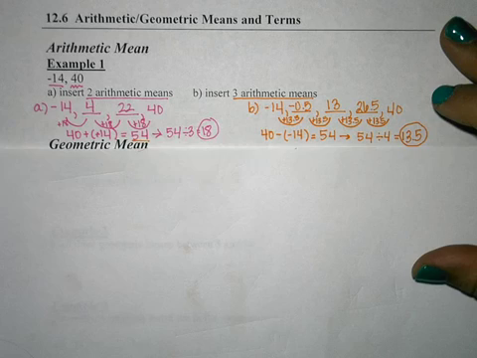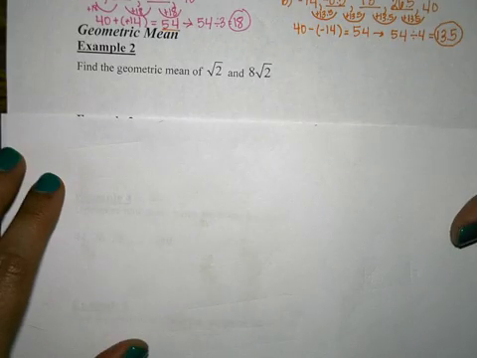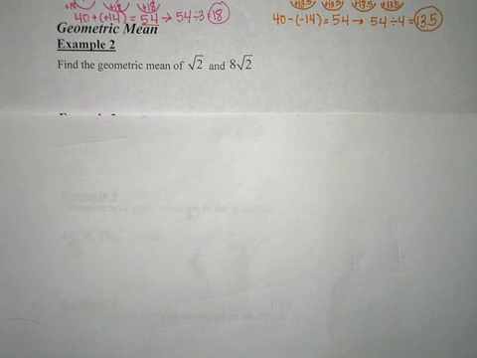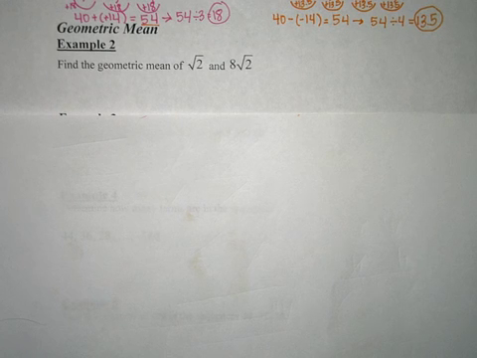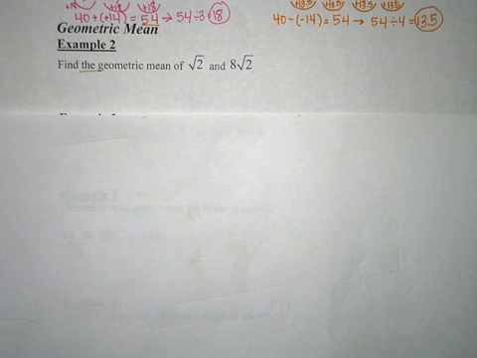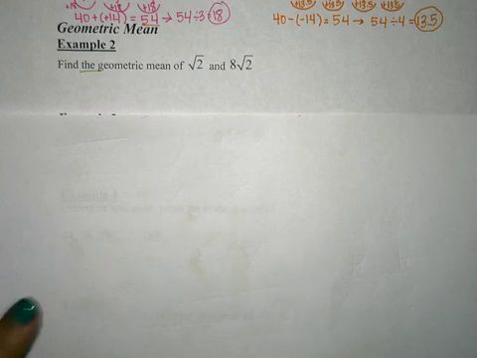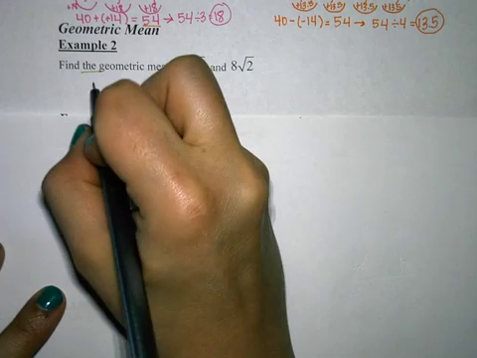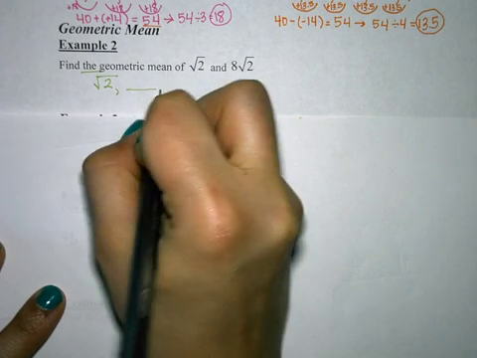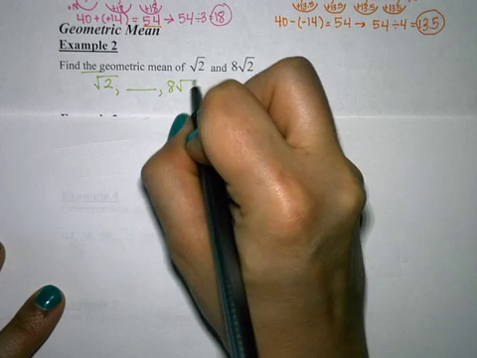So let's do the same idea here, but let's talk about a geometric mean. So a geometric mean is the exact same thing, except we're trying to find R, the number that we multiply by each time. So when I ask for just the geometric mean, the mean singular, one. So we're just inserting one term in between. So root 2 is my first term. We're just putting one mean in between, so we only have one blank that we're going to fill in. And 8 root 2 is my last term.